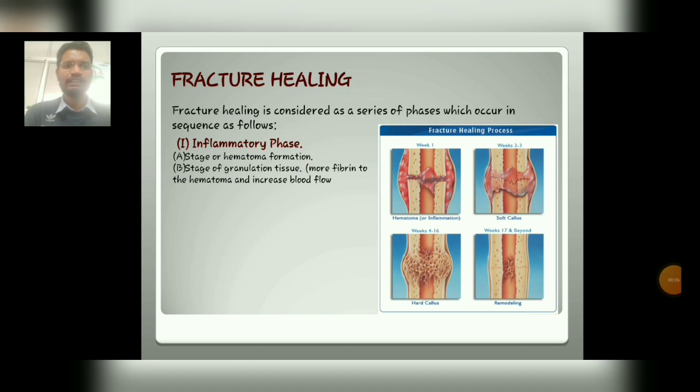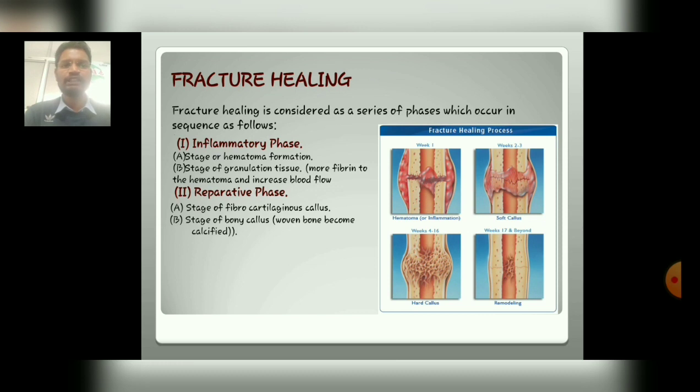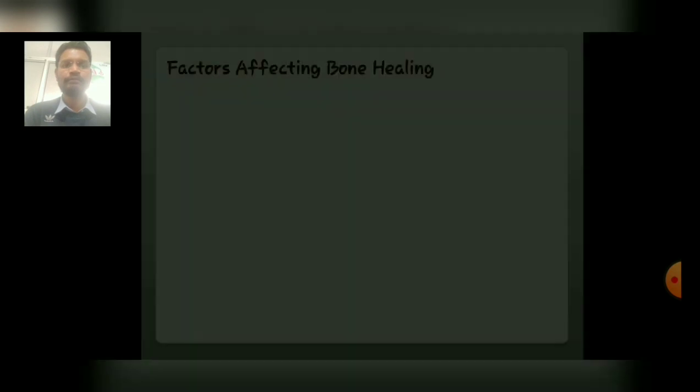Next topic is fracture healing. Fracture healing is considered as a series of phases which occur in sequence as follows. First is the inflammatory phase, in which the stage of hematoma formation occurs, and second is the stage of granulation tissue, in which more fibrin is added to the hematoma with increased blood flow. Second is the reparative phase, where the stage of fibrocartilaginous callus formation occurs, and the stage of bony callus, where woven bone is replaced by calcified bone. Then third is the remodeling phase. In this phase, excess material inside the bone shaft is replaced by more compact bone.